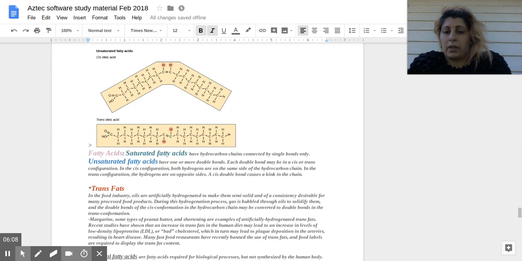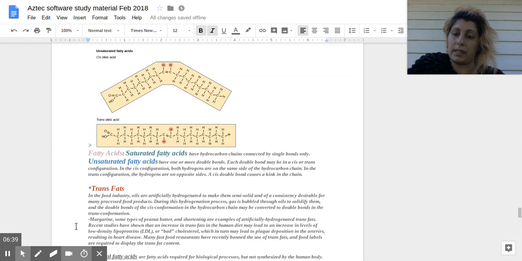Recent studies have shown that an increase in trans fats in the human diet may lead to an increase in levels of low density lipoproteins or cholesterol of LDL, which in turn may lead to plaque deposition in arteries, resulting in heart disease. Many fast food restaurants have recently banned the use of trans fats, and food labels are required to display trans fat content.